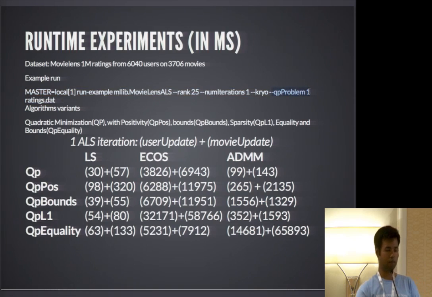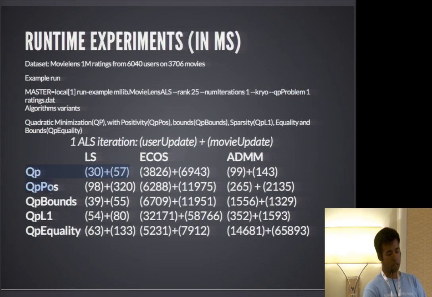We have right now 5 different versions of the problem that we can solve. These are the basic quadratic minimization, which is least square. Then you can put positivity, so each factor should be larger than 0. Then you can put bounds, which means each factor should be between 0 and 10, say. Then you can put sparsity, where out of the 25 latent factors you want, you only pick 4. And the last one is equality and bounds.